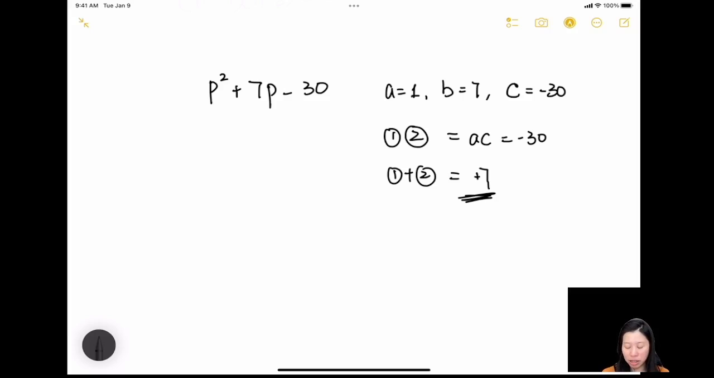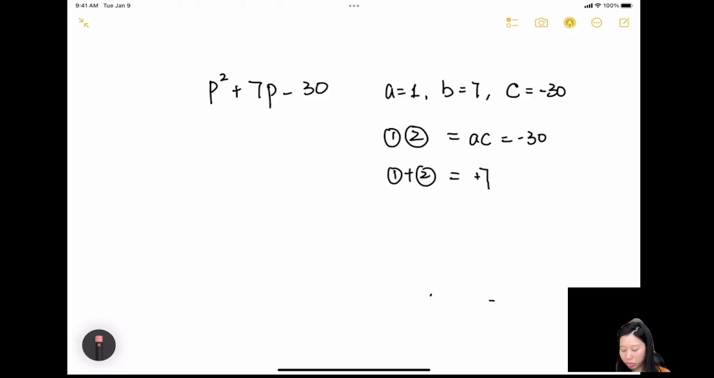Because think about the other way around. If you have a big negative number, like negative 9, and a small positive number, the sum of these two numbers is going to be negative. If you want the sum to be positive, it has to be a bigger positive number and a smaller negative number.